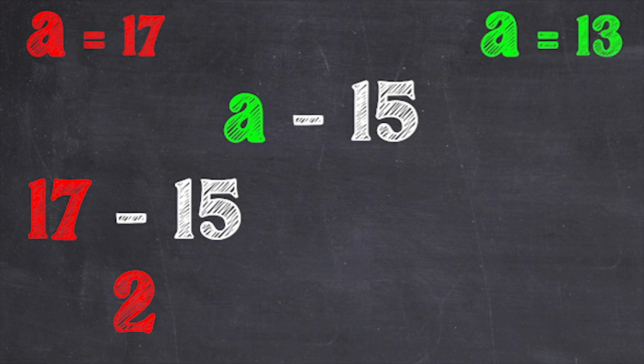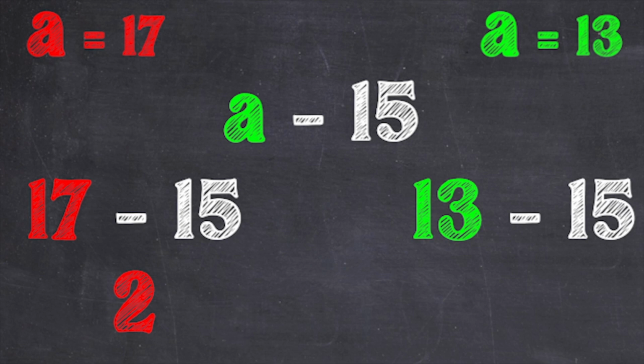When a equals 13, replace the a by 13 in the expression. This would give us 13 minus 15. Observe that in this problem, the larger number has a negative sign. So, 13 minus 15 gives us negative 2. When a equals 17, the value of the expression a minus 15 is 2. When a equals 13, the value of the expression is negative 2.